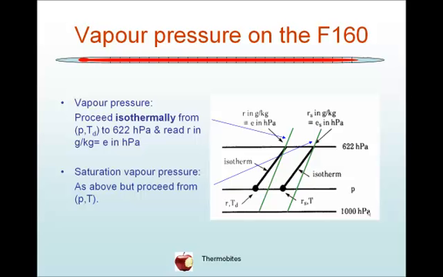profile where you've got a value of temperature, which gives you a corresponding mixing ratio for saturation, and a dew point temperature, which gives you the actual corresponding mixing ratio for a given pressure. And then lift the parcel of air isothermally from both those points until you cross the 622 isobar. At that point, R in grams per kilogram will give you the vapor pressure in hectopascals, and Rs in grams per kilogram will give you the saturation vapor pressure in hectopascals.